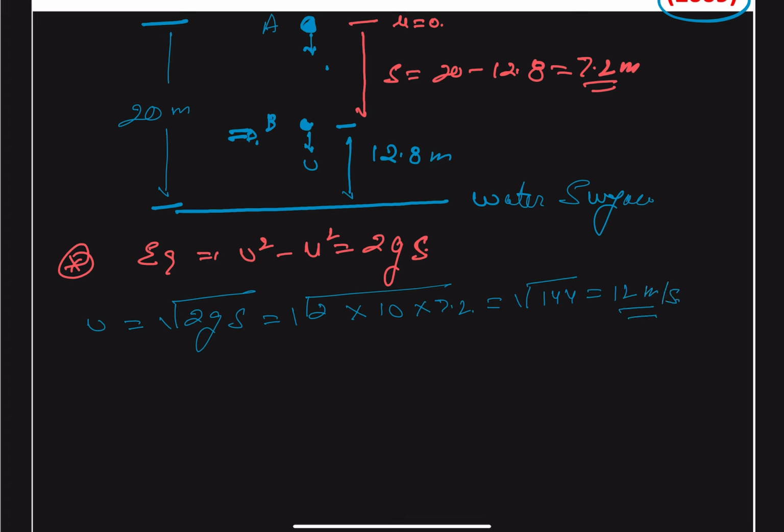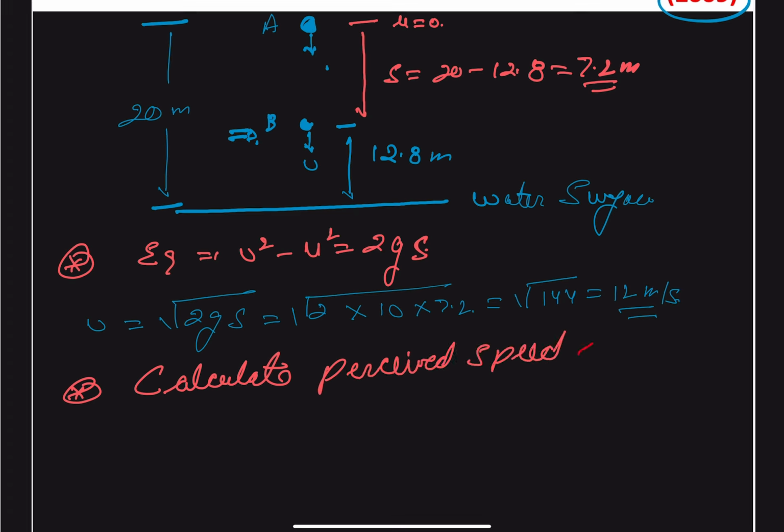Okay. Now we have to find out the perceived speed of the ball by the fish. Or rather we can say the apparent speed of the ball as seen by the fish. Calculate the perceived speed of the ball by the fish.